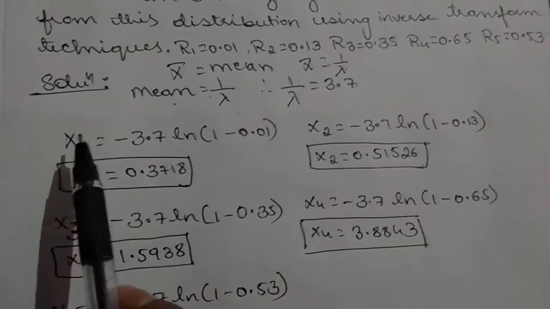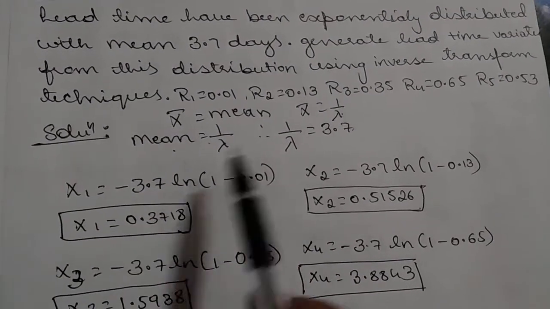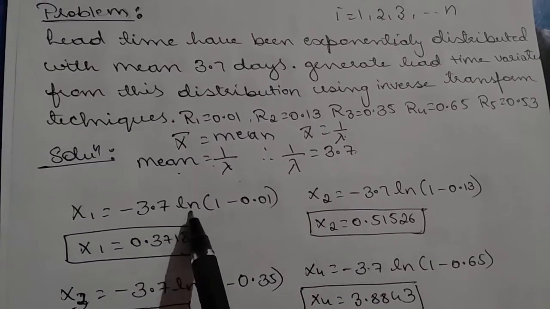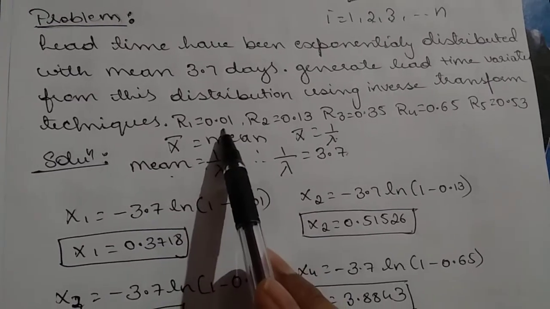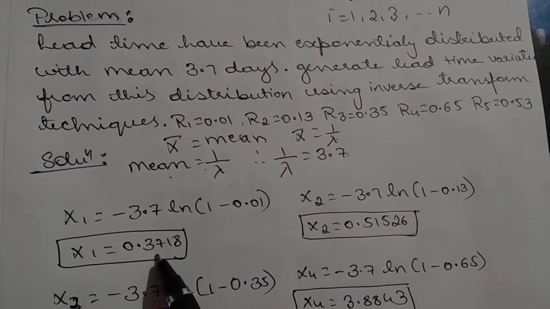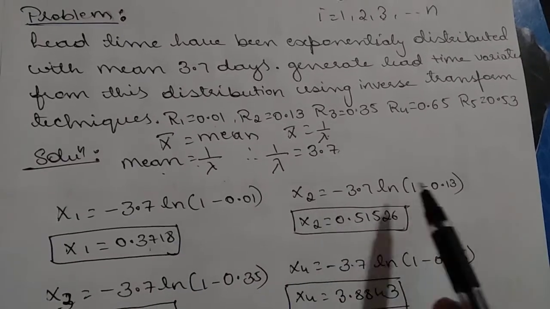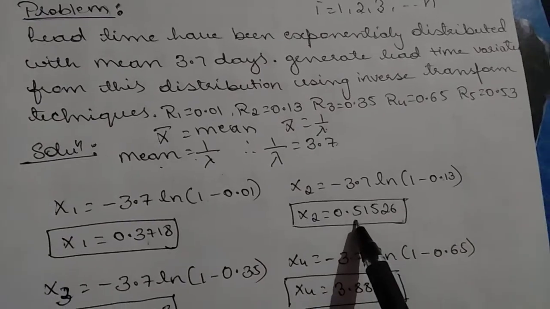So first I'll come to this one. X1 is equal to what? Minus 1 by lambda. 1 by lambda is given as 3.7. So minus 3.7 ln of 1 minus r1. R1 is 0.01. The value we get is 0.3718. In the same way, x2, R2 is 0.13. This is the x2 value.